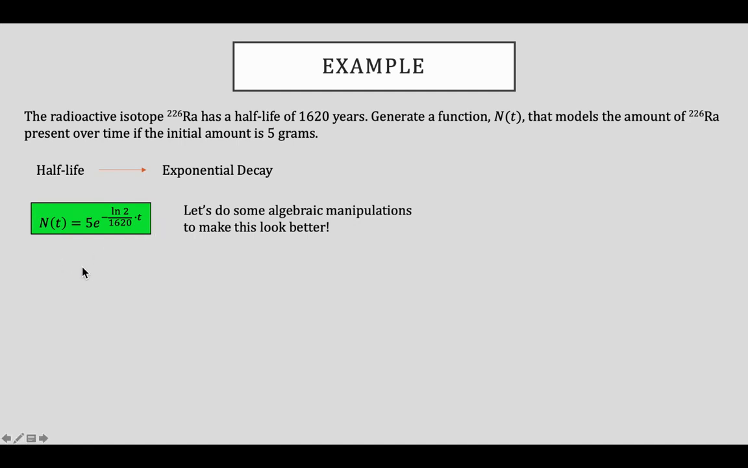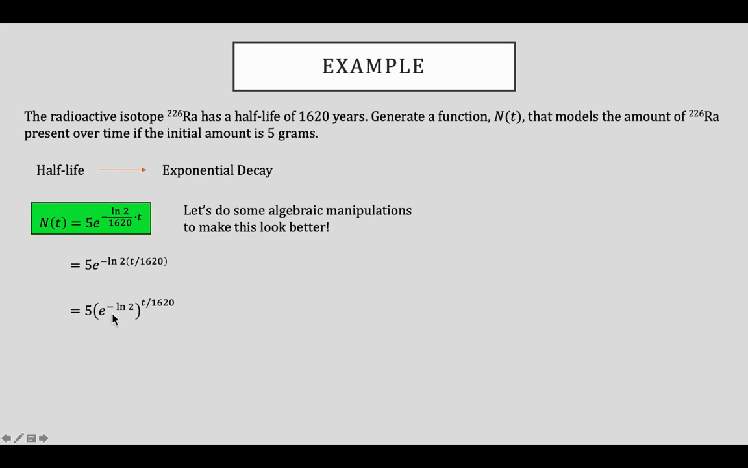So we have 5e to the negative ln2, and I'm going to multiply that by t over 1620. Notice instead of dividing ln2 by 1620, I can divide t by 1620. Okay, it doesn't matter where I do that division. And now we can recognize here I have multiplication in an exponent. That's the same thing as exponents raised to exponents. So this is 5e to the negative ln2 raised to the t over 1620. Again, exponents raised to exponents, we would have multiplication of those exponents.